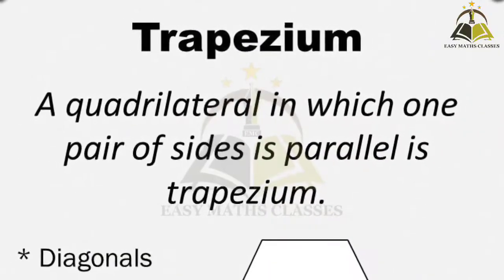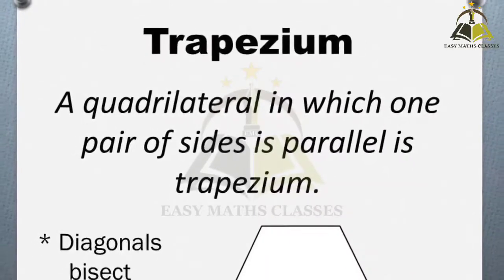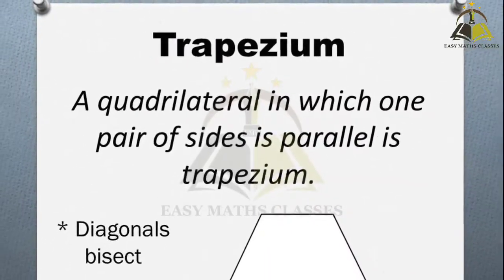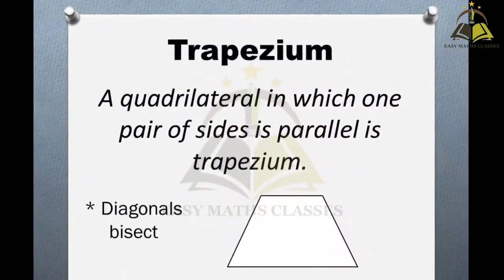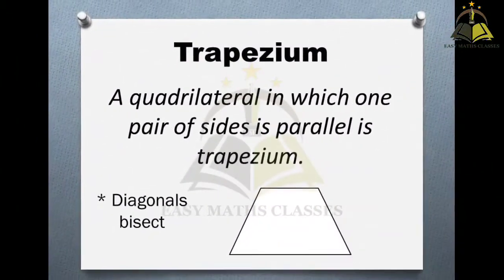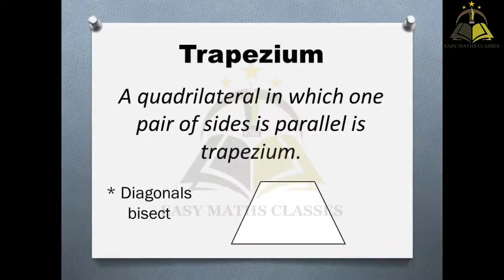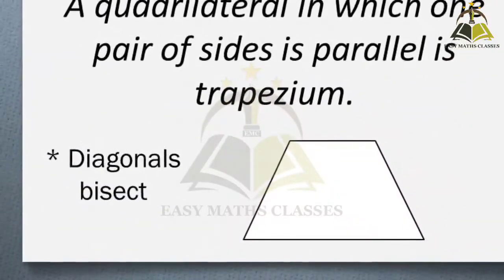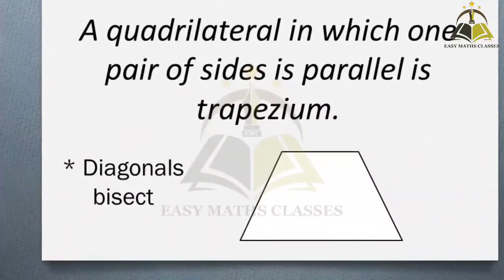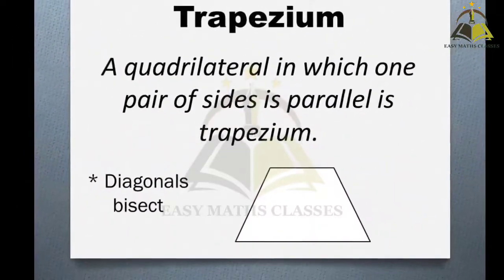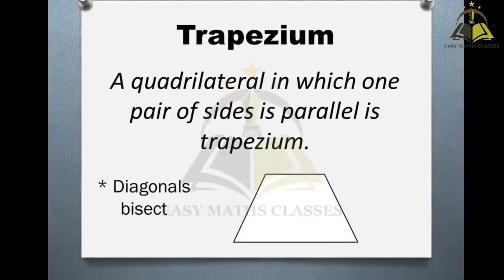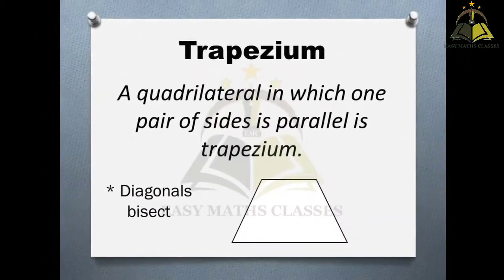Trapezium. A quadrilateral in which one pair of side is parallel is trapezium. ऐसा quadrilateral जिसमें सिर्फ एक pair of sides parallel है दूसरी नहीं वो trapezium है. The diagonal of a trapezium are also bisect each other. Trapezium में सिर्फ एक sides की जोड़ी एक दूसरे के parallel होती है दूसरी जोड़ी parallel नहीं होती.